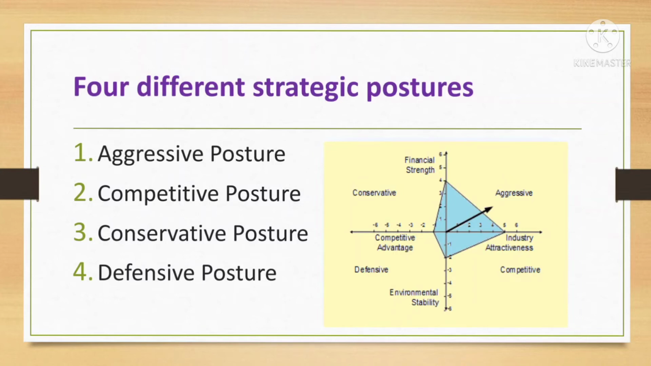Number 3, conservative posture, indicating a company having a limited competitive advantage in a not so attractive industry but enjoying financial strength and operating in a relatively stable environment. Last, defensive posture, indicates a company that lacks both competitive advantage and financial strength and belongs to a not so attractive industry and operates in an unstable environment.